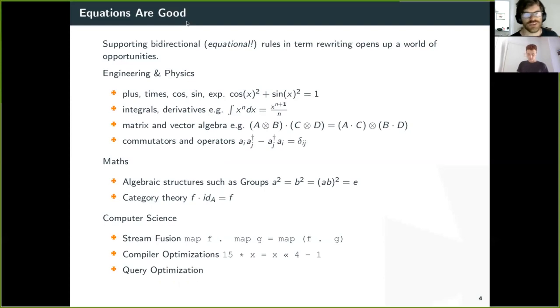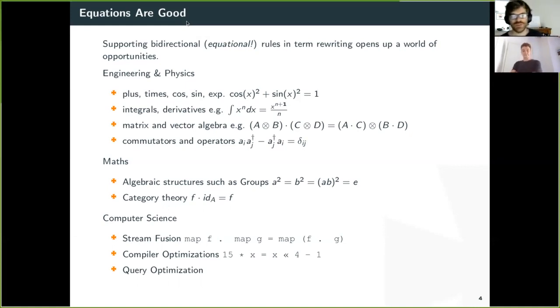In engineering and physics, you have ordinary algebraic expressions like plus, times, cosine, exponential, and you have equalities like cosine squared plus sine squared equals 1. Or you can think of integrals and derivatives in an equational way. Or you can think of doing matrix and vector algebra calculations in an equational way. Or you can think of doing quantum mechanical calculations using commutators and operators in an equational way. In pure mathematics, algebraic structures such as groups also involve equational calculations. Or in category theory, some of the calculations can be thought of as equational calculations.